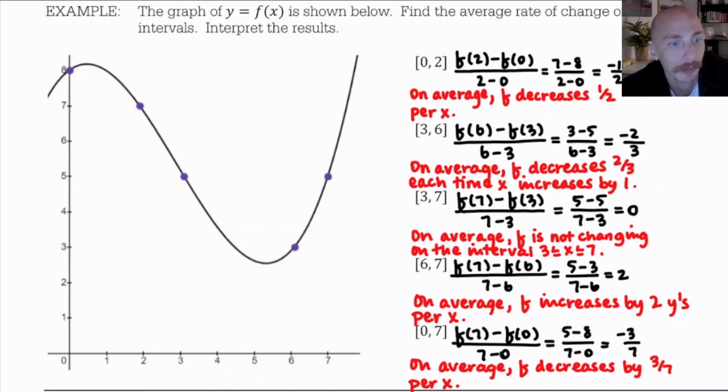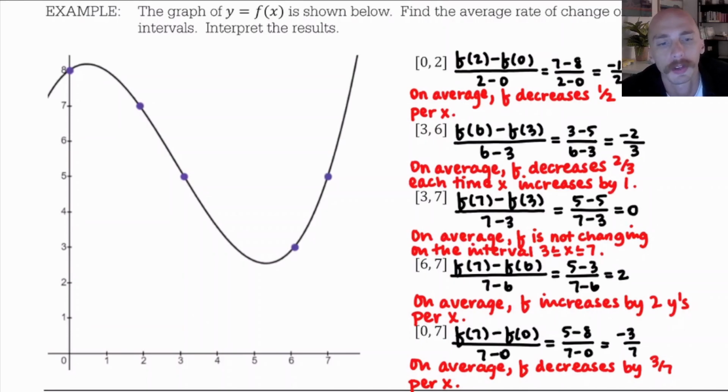Okay, we know that in reality it decreased and then increased. So it's not really giving a very accurate picture of the behavior of f over that interval, but in terms of starting and ending, it does. And then I said increased by 2 y's per x on one of these, and okay, so increase because I saw a positive average rate of change.